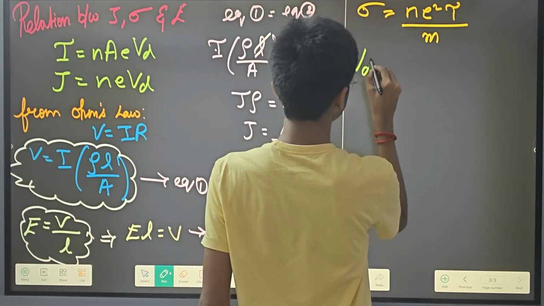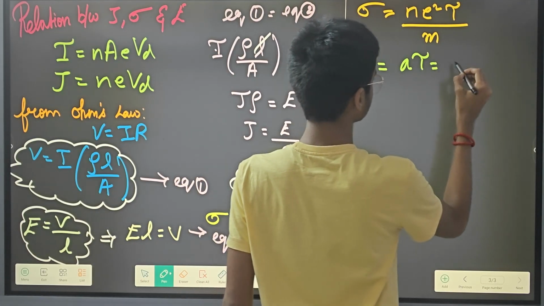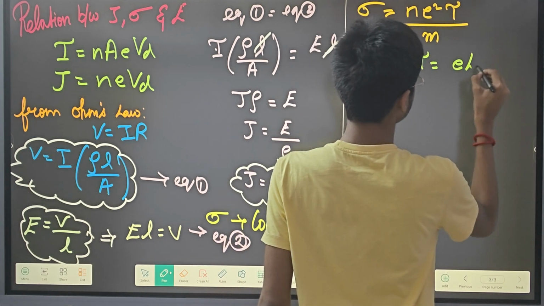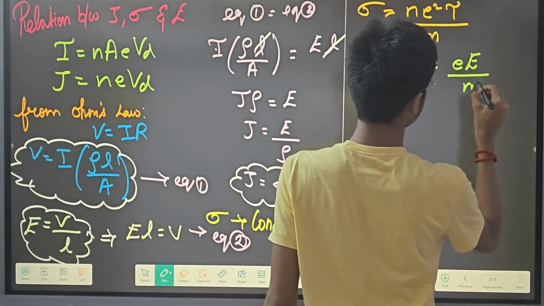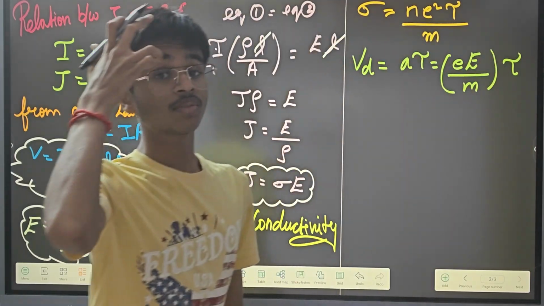We know that Vd, that is drift velocity, is equal to acceleration into tau, where acceleration is equal to small e, capital E, whole divided by mass, m, into time, which is tau. So this is a formula that we know.